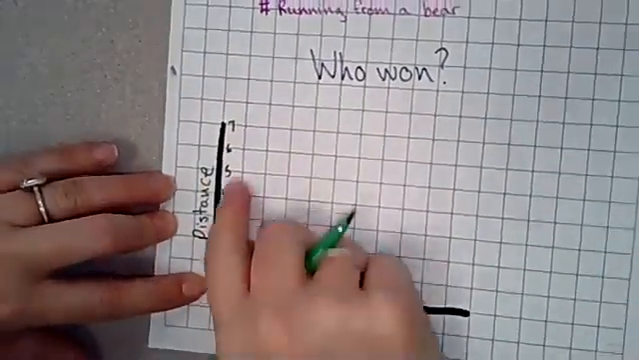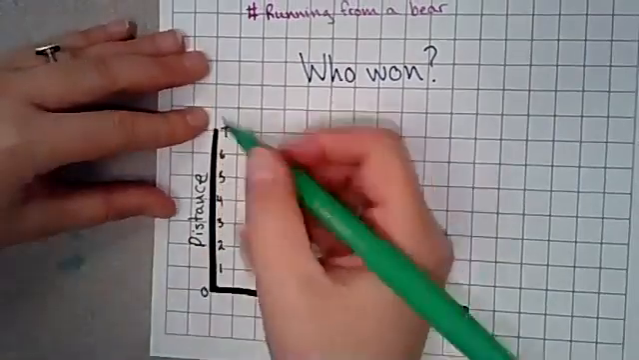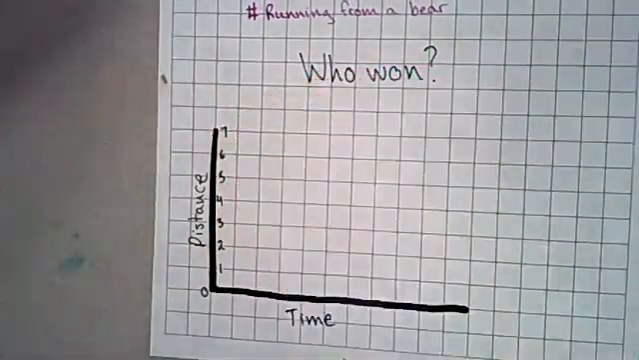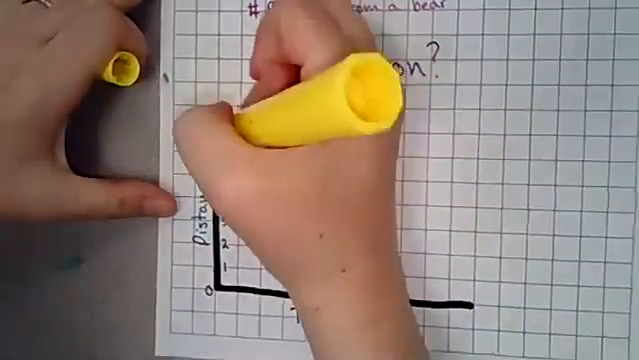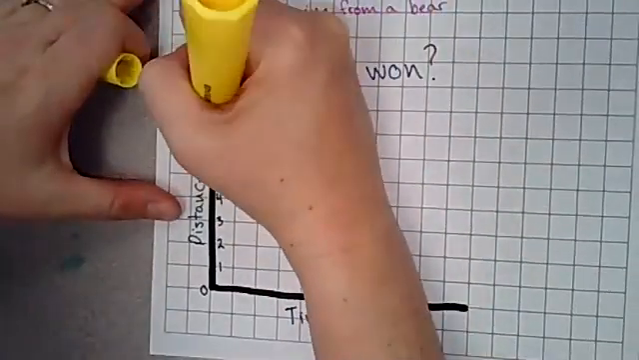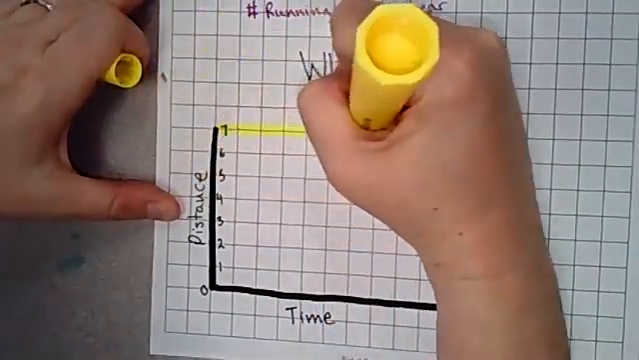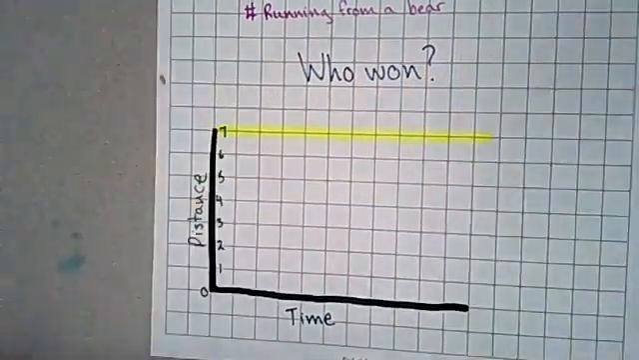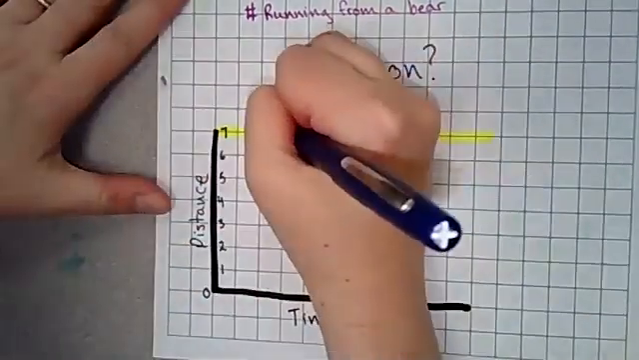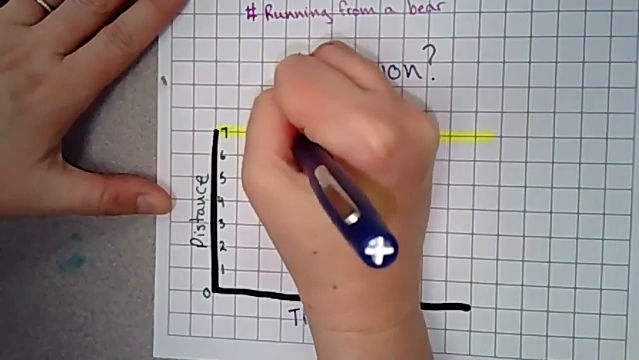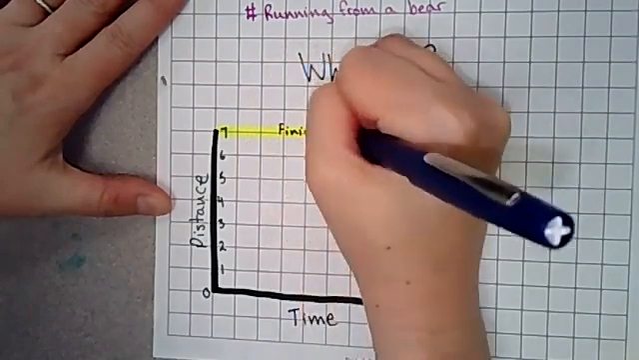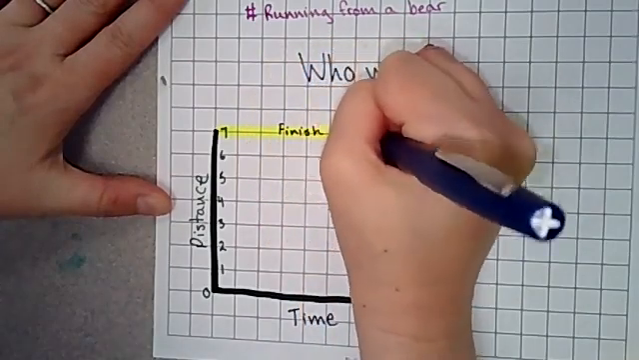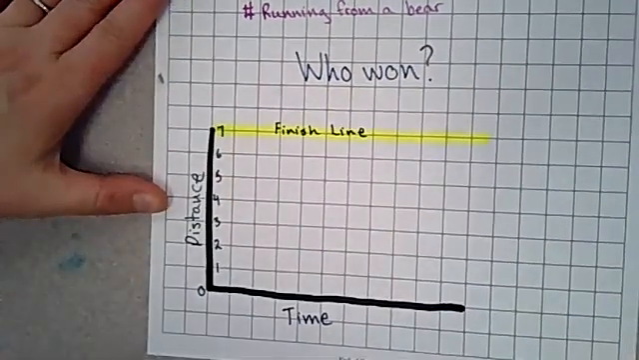Okay, so the first person to get to this line up here, I'm gonna highlight that line. First person to get to this line right up here is going to be the winner because the yellow is the finish line. I'm going to write it right here. This is the finish line. Okay. All right. So the first person to get there is going to win.